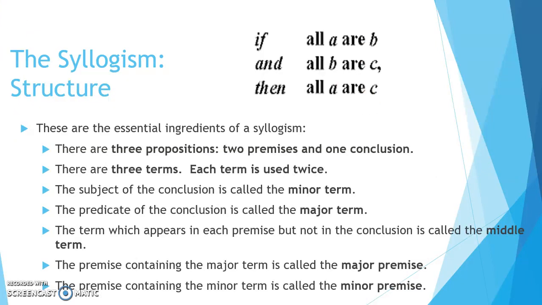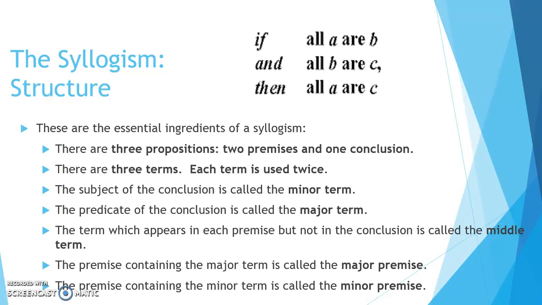The structure of the syllogism. These are the essential ingredients of a syllogism. There are three propositions, two premises, and one conclusion. There are three terms. Each term is used twice. The subject of the conclusion is called the minor term. The predicate of the conclusion is called the major term. The term which appears in each premise but not in the conclusion is called the middle term.